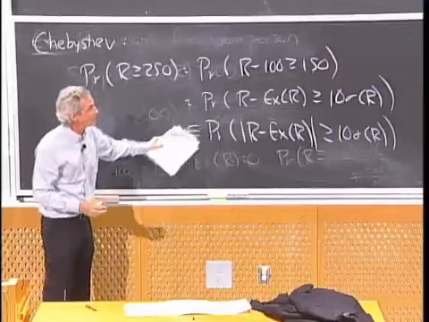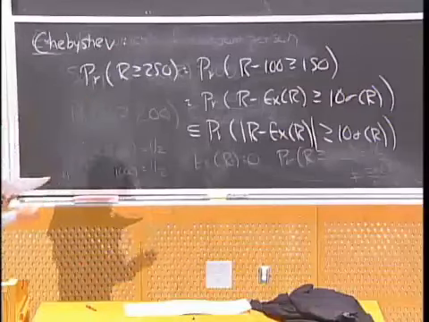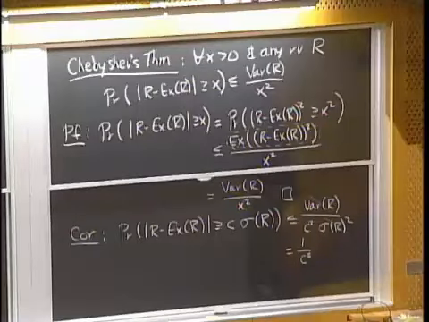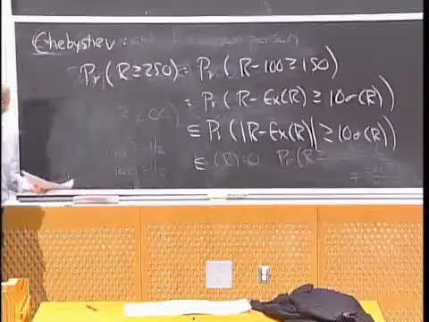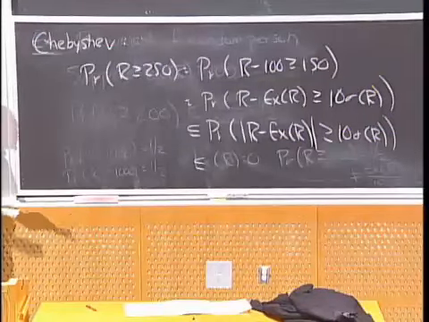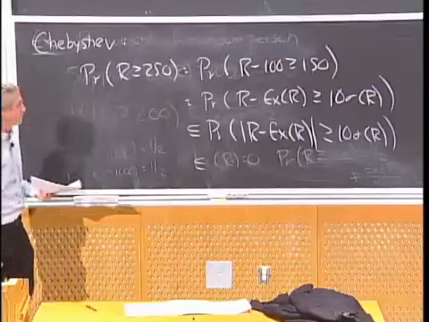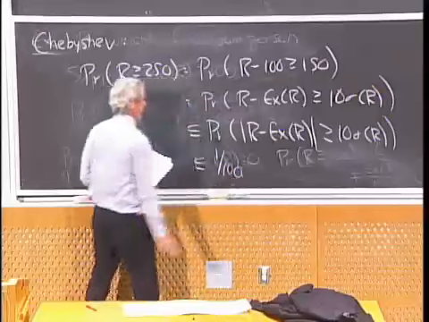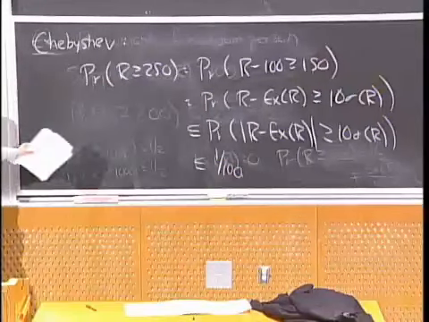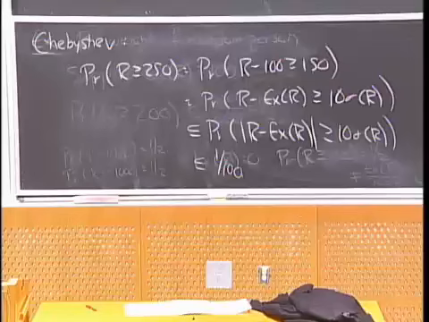Now I can plug in Chebyshev in the corollary form. And what's the answer when I do that? 1 in 100. The probability of being off by 10 standard deviations or more is at most 1 in 100, 1 in 10 squared. So it's a lot better bound. It's 1% instead of 40%.